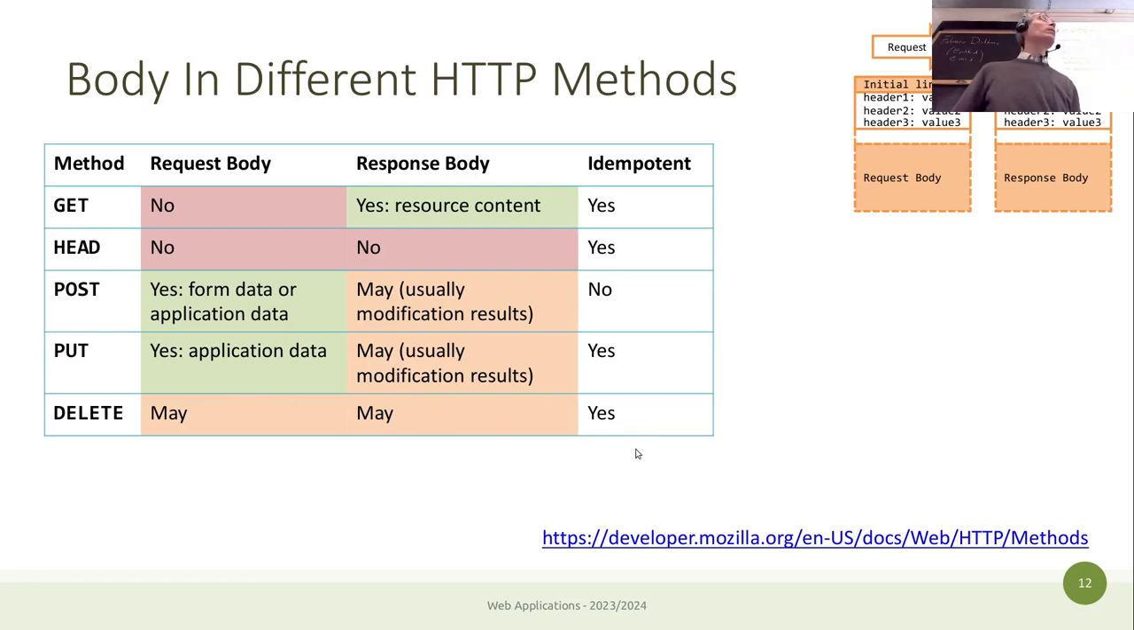Why? Because it's true that the first time we delete it, we delete the resource. The second time, there's nothing to delete, but the effect on the server is the same. At the end of the second request to delete, there's nothing anymore, as for the first one. Okay? So, in short, there's just one which is not idempotent. So pay a lot of attention where the POST request should be used.